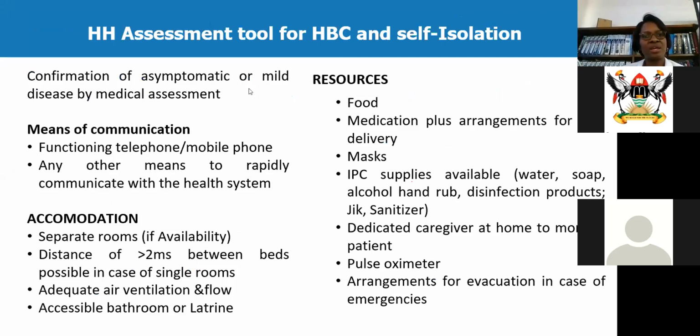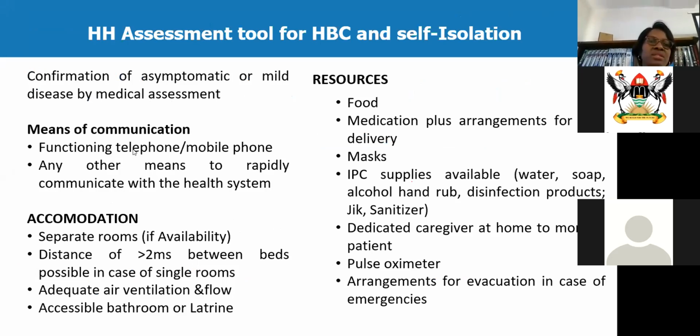After confirming that they have the disease, you confirm if it is asymptomatic or mild to be able to fit into the category of home-based care. And the patient should be able to communicate, because for some patients, and as we said at the beginning of this meeting, with the Delta variant of SARS-CoV-2, we see patients progressing to severe disease very rapidly.